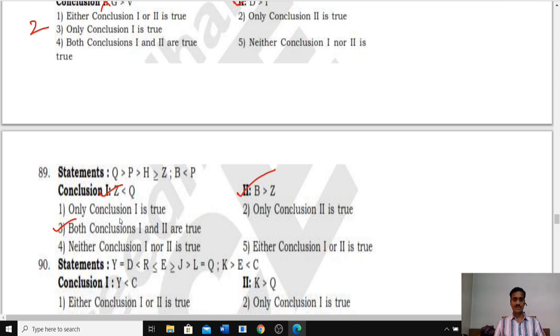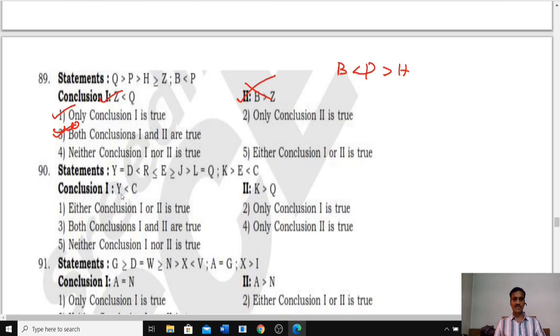Then question number 90. Now B and Z. B lesser than P, P greater than H. Two opposite symbols, no relation. Hence, what is your answer? Only one is true, that is choice 1.